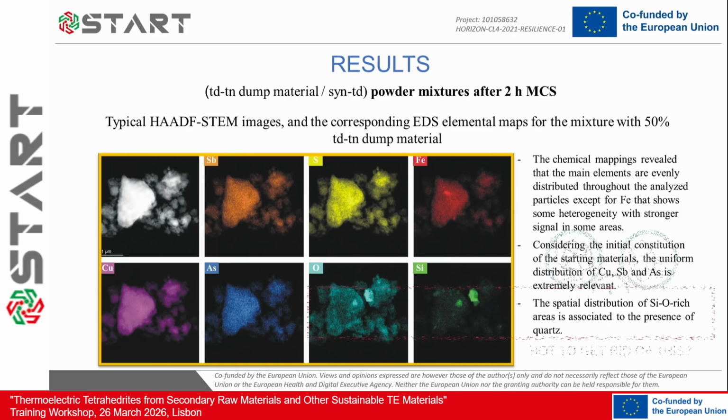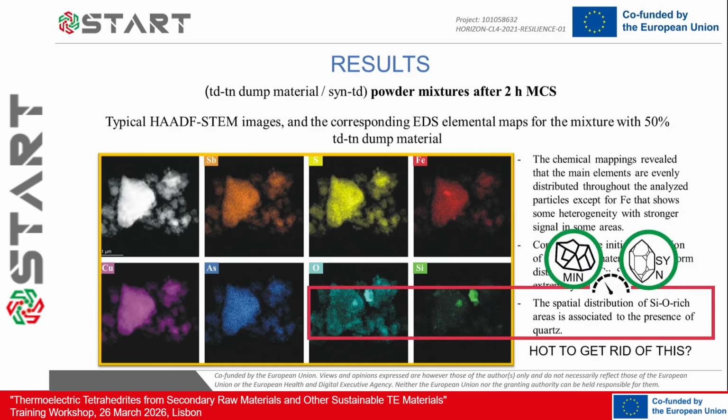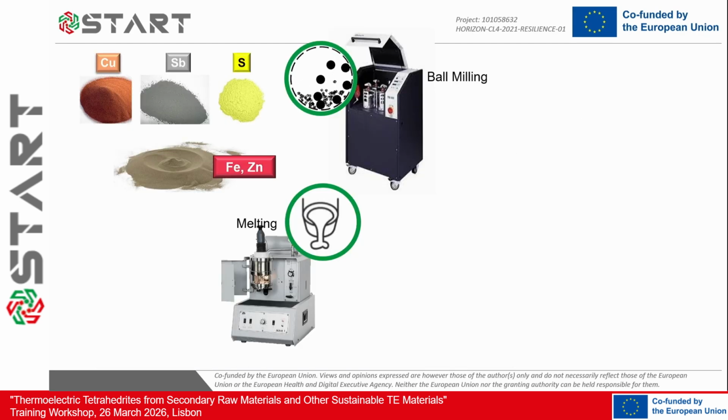But since we arrived here, we can think about, okay, which is the good ratio between mineral and synthetic material that gets us the good performances? How can we get rid of the silicon oxide and the quartz? So this was one of the fundamental questions at the start, and we tested this approach by ball milling and also by melting, starting directly from the elements to form the tetrahedrite, so a completely synthetic tetrahedrite.